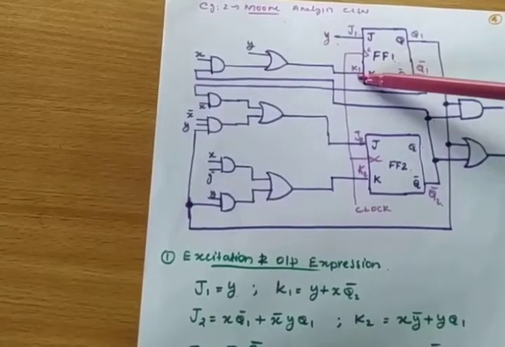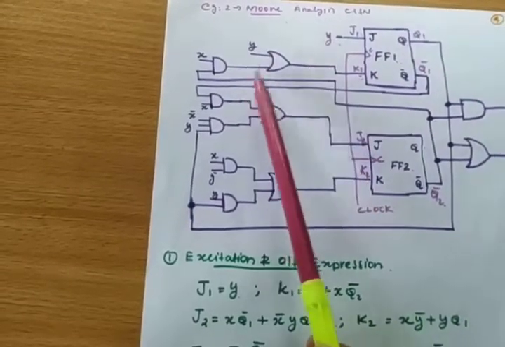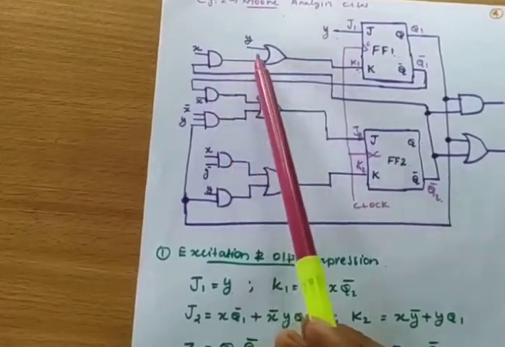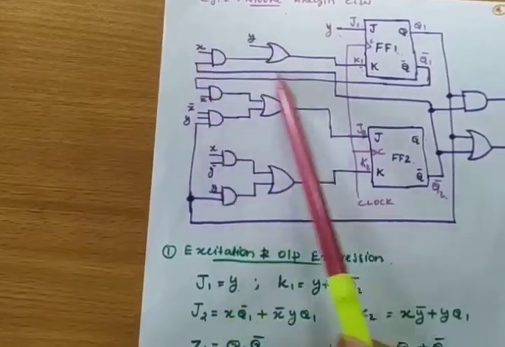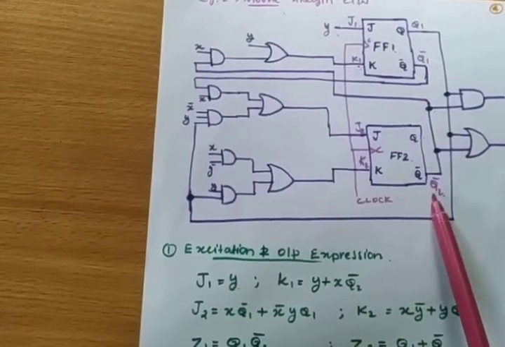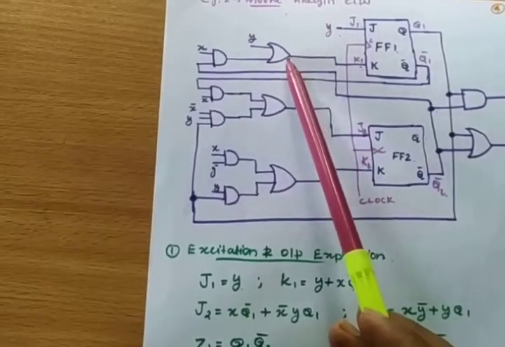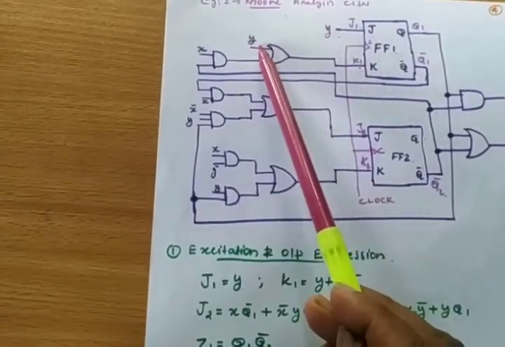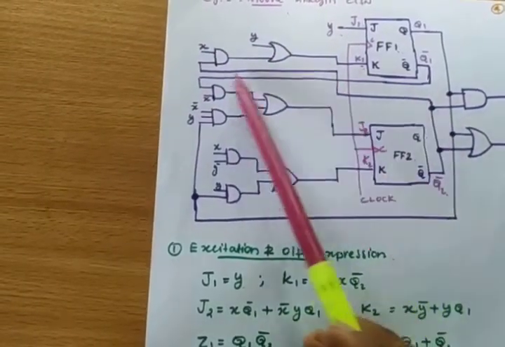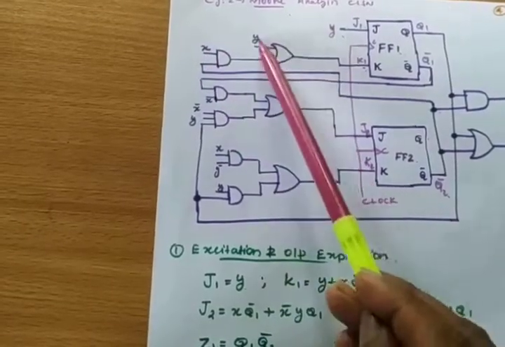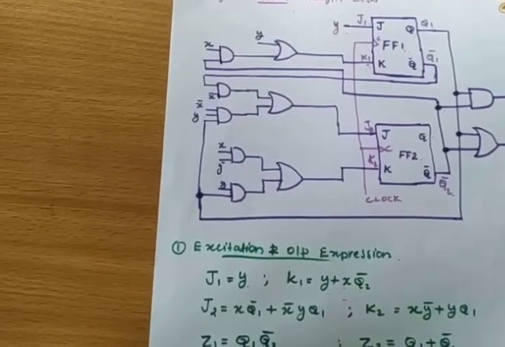What is K1 here? K1 is the output of this OR gate, and this OR gate has two inputs, one from Y and another from an AND gate. The AND gate has X as one input, and the other input comes from Q2 bar. So how can we write the output of this OR gate? K1 is equal to Y plus X into Q2 bar.